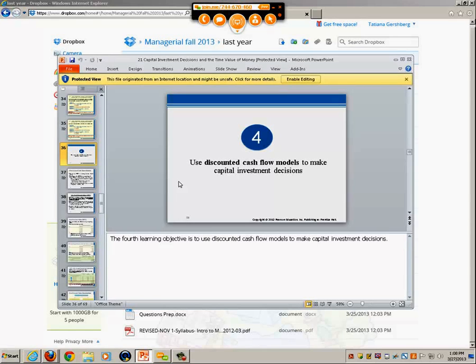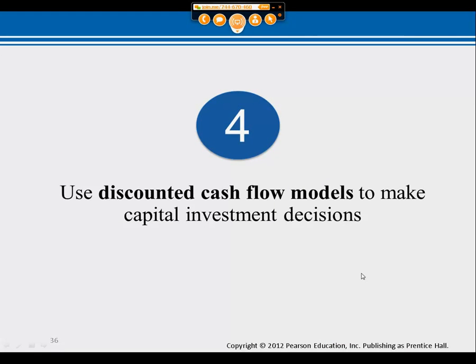Okay, so let's go into chapter. We have only one, but a pretty crazy one to cover. Okay, so the fourth objective is to learn how to use discounted cash flow models to make capital investment decisions.